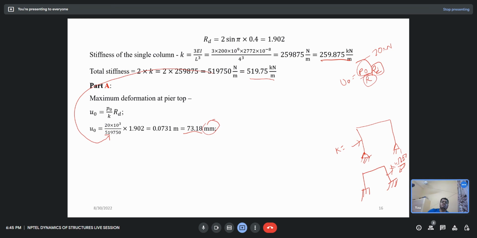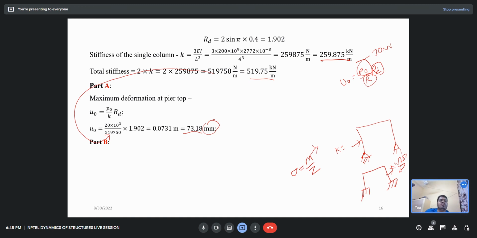Now part B: we have to find out the bending stress developed in the column at the top of the column. For the bending stress, first we have to find out the bending moment. Like, what is the bending stress? Sigma divided by M over Z. So first I have to find out the M.